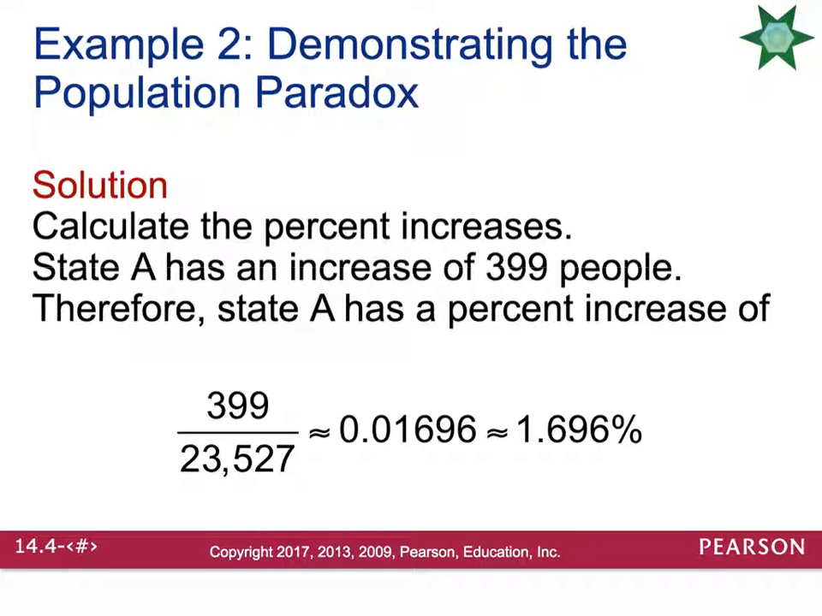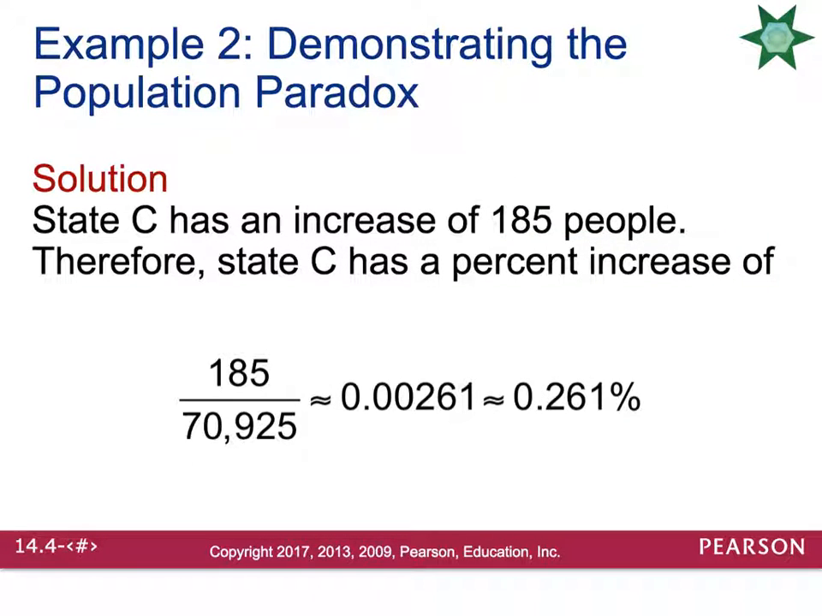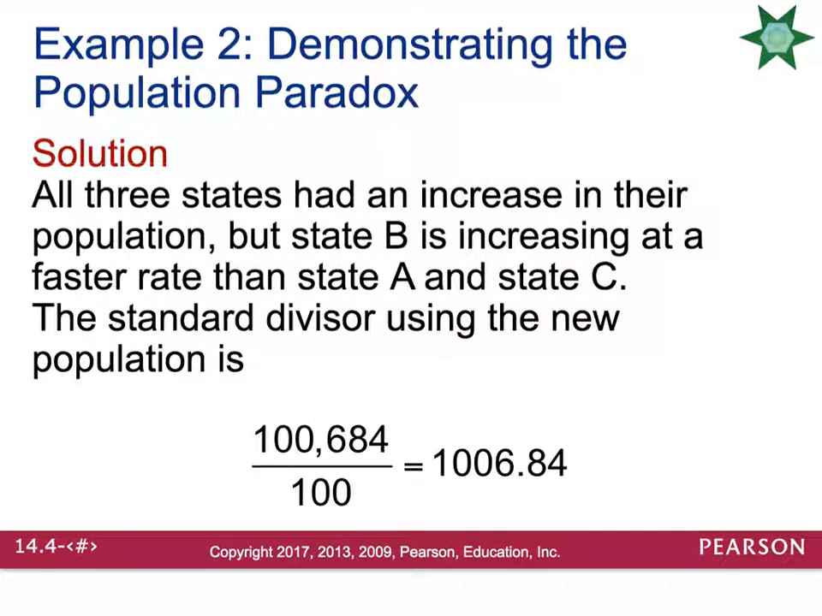If we go through and calculate our percent increases, state A has an increase of 399 people, so they increased by roughly 1.7%. State B had an increase of 100 people, so they increased by 1.8%. Notice they were much smaller than state A. State C has an increase of 180 people, so they increased by about 0.2%. But they were the largest state. Keep that in mind. So all three states had an increase, and state B is increasing at a faster rate than A and C.